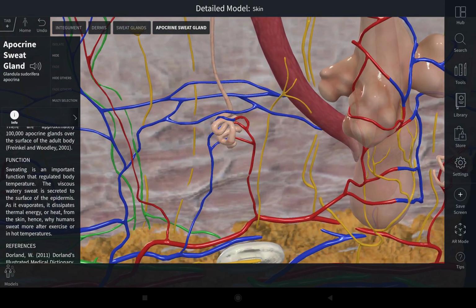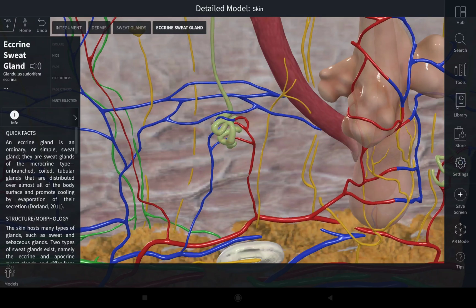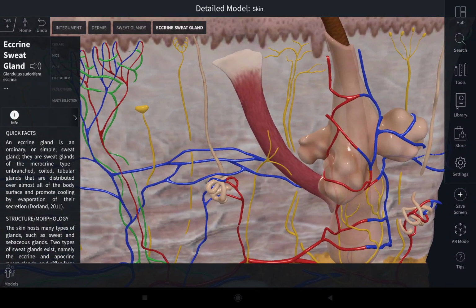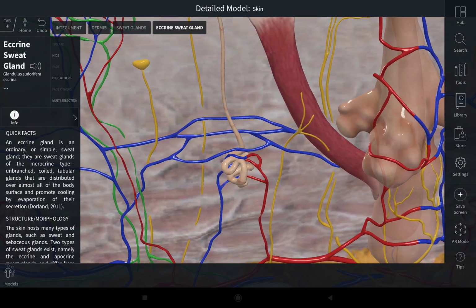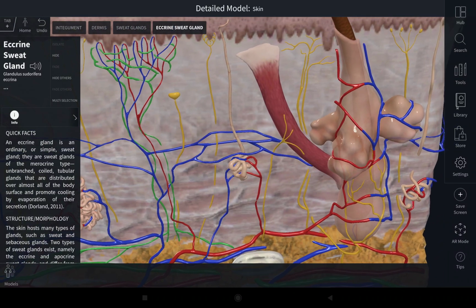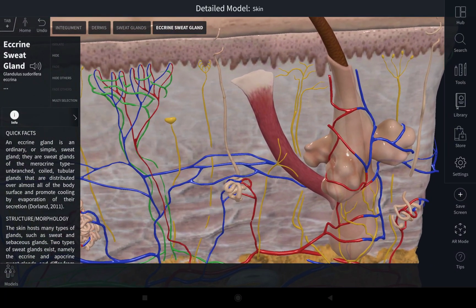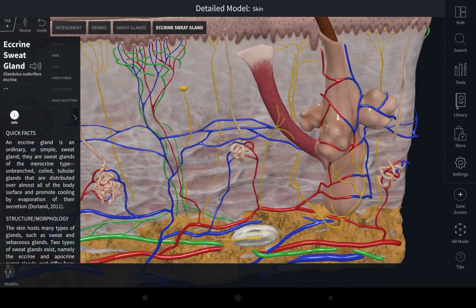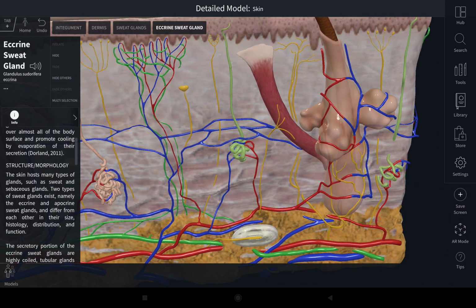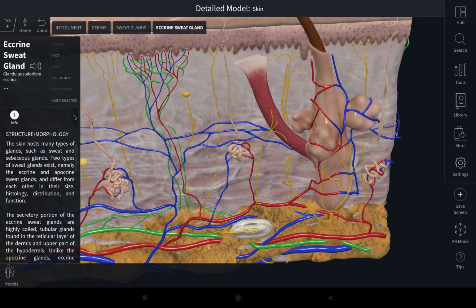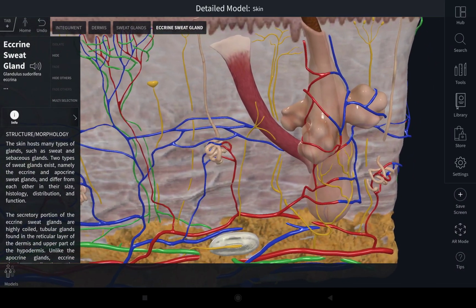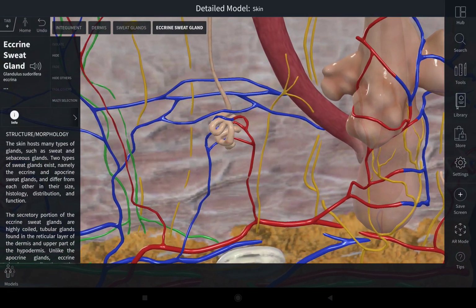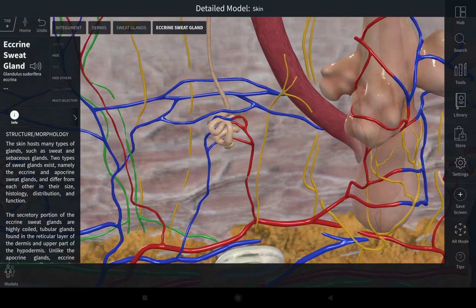The next structure is the eccrine sweat glands. An eccrine gland is an ordinary or simple sweat gland. They are sweat glands of the merocrine type, unbranched, coiled tubular glands that are distributed over almost all of the body surface and promote cooling by evaporation of their secretion. The skin hosts many types of glands such as sweat and sebaceous glands. Two types of sweat glands exist, namely the eccrine and apocrine glands, and differ from each other in their size, histology, distribution, and function.